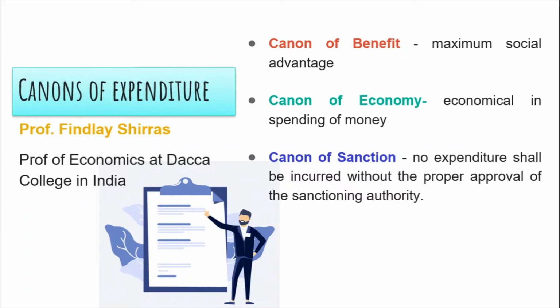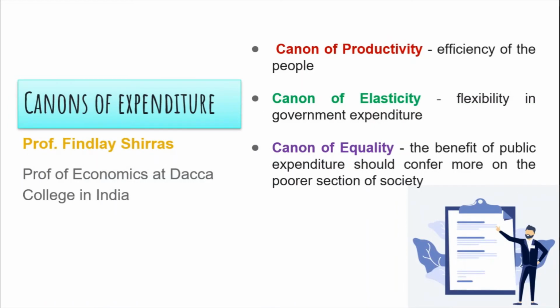Canon of sanction. According to this canon, no expenditure shall be incurred without the proper approval of the sanctioning authority. It means that any expenditure shall be approved by the head of agency. Canon of productivity. He said that public expenditure should promote production and increase the working efficiency of the people. So, the aim of this is maximum production, employment, and income.